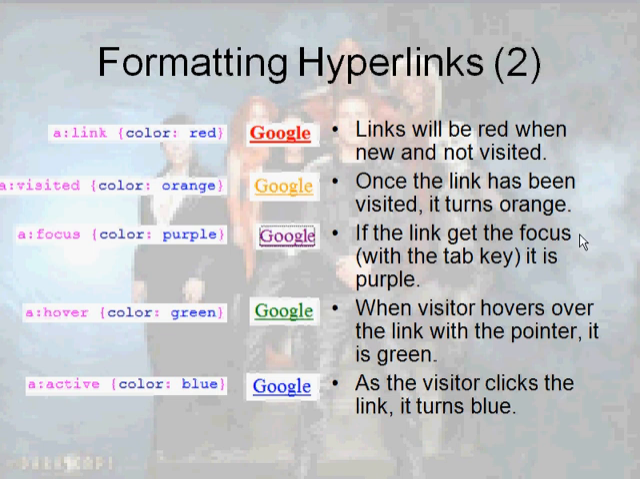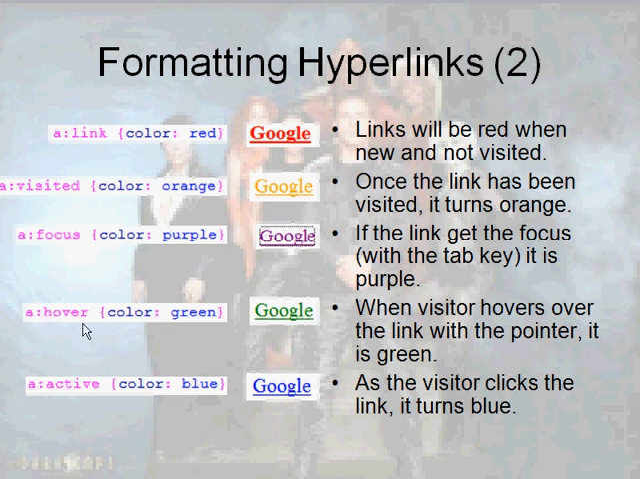What does that mean? With the tab key? That means if the end user is tabbing through your document, the focus will shift with these little dotted lines from link to link to link within the page. If you've chosen the A colon focus, that particular link that's been tabbed to will turn purple in this case.